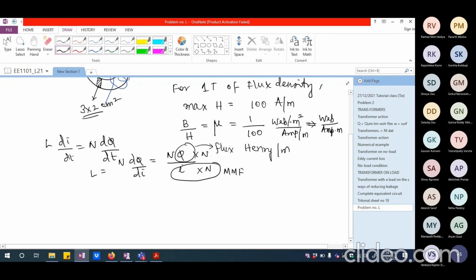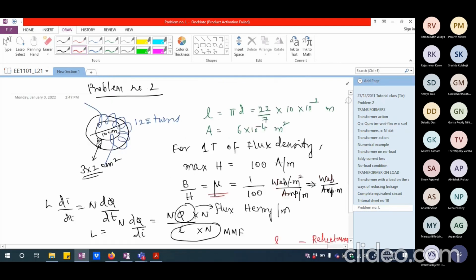Right? So MMF divided by flux is reluctance. So I can write this as N square divided by reluctance. So N square divided by reluctance will directly give me the inductance value. Okay, fine. Is this clear? So in which case, if I have mu value with me, I can say L divided by mu A will give me the reluctance at this particular mu value.